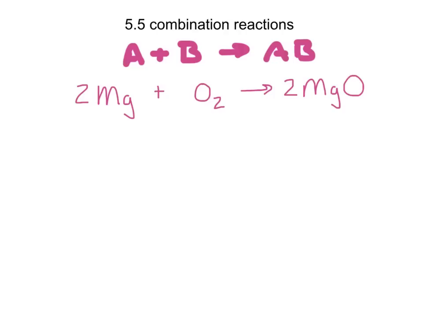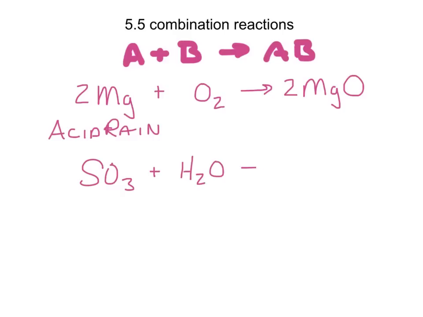a simple one. If I want to go a little bit more advanced, then I could take a formula from acid rain, and what happens is sulfur trioxide is a pollutant in the air and a gas, and when it mixes with water it actually makes sulfuric acid. This is a combination reaction. So both of these are combination reactions. So the general form is I have two things and it makes one. So opposite of a decomposition.